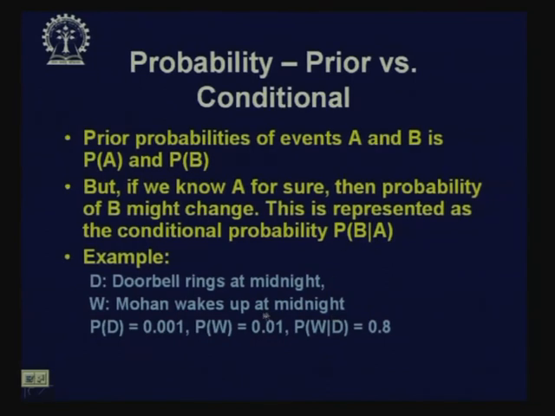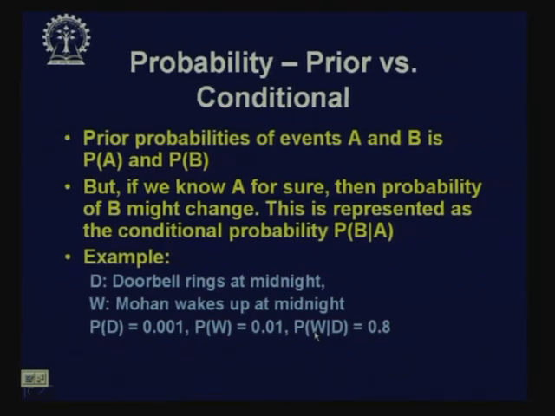Now, let us go back to the doorbell problem mentioned earlier. Doorbell rings at midnight, that is D. W is Mohan wakes up at midnight. Suppose the a priori probability of the doorbell ringing at midnight is 0.001, that is, the probability is really low. And Mohan's waking up at midnight for different reasons, doorbell or some other reason, like feeling very hot or uncomfortable, is 0.01.